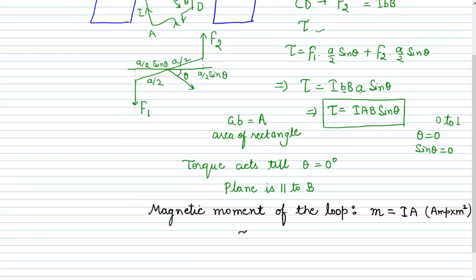So just go to the tau we have just derived. We have derived this tau as IAB sine theta. And I into A will become the magnetic moment. So this is equal to MB sine theta, because from the new formula M is equal to IA, we can write this IA is equal to M. So this is MB sine theta, and if there is a sine theta, that means a cross product. So we can write a cross product between M and B, that is the magnetic moment and the magnetic field. So tau is equal to M cross B.